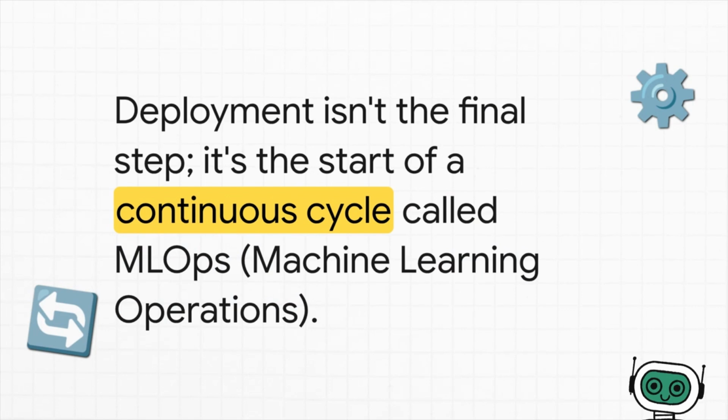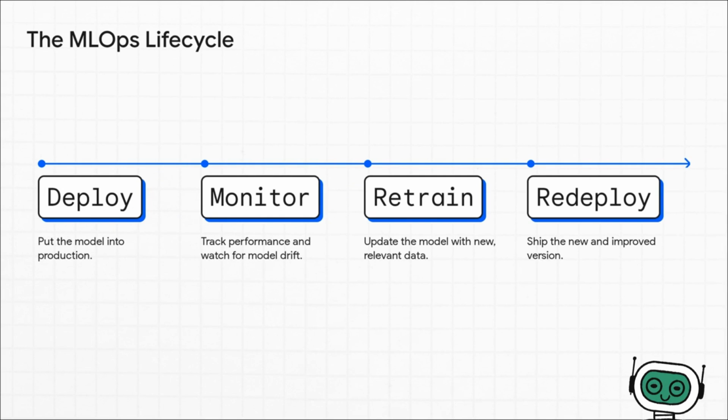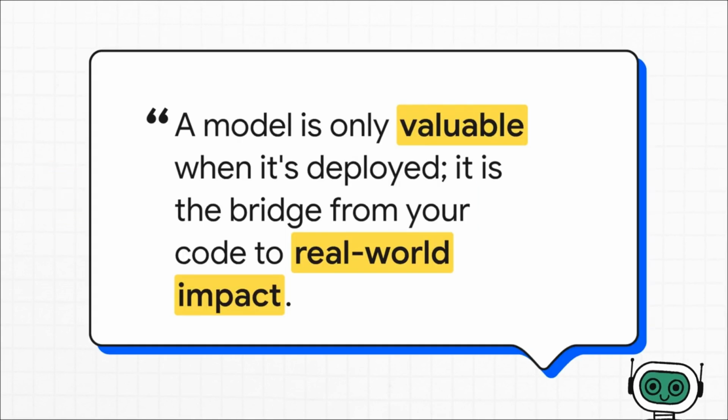But here's something that is absolutely critical to understand. Deploying your model is not the end of the story. In fact, it's just the beginning of a continuous life cycle called MLOps, or machine learning operations. See, once a model is live, you have to monitor it. The world is always changing, and over time, your model's performance might degrade as new data patterns emerge. That's called model drift. When monitoring tells you that's happening, it's time to retrain the model on fresh data, and then redeploy the new, improved version. It's a constant cycle.